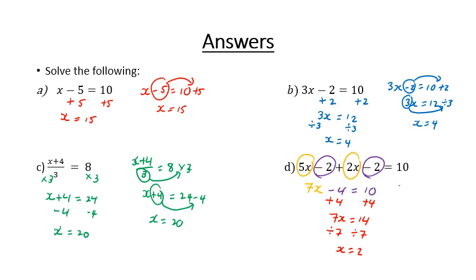Or, if you had 7x take 4 equals 10, you could move the negative 4, and that would become plus 4. You'd end up with 7x equals 14. You could move the 7 and become divide by 7, x would equal 2.